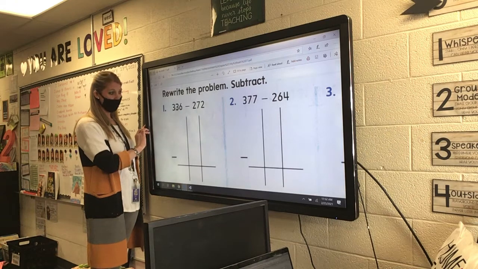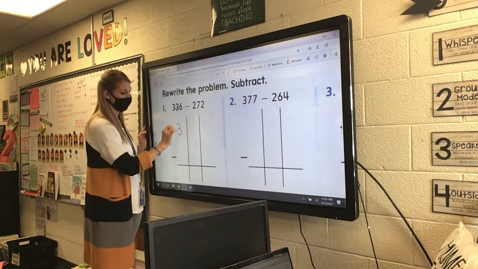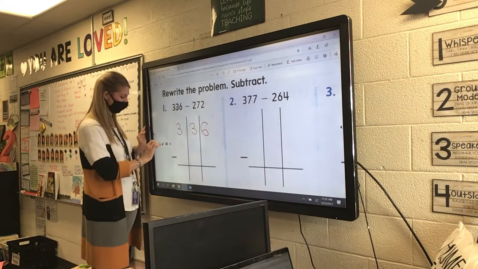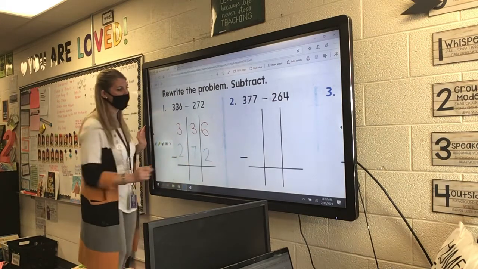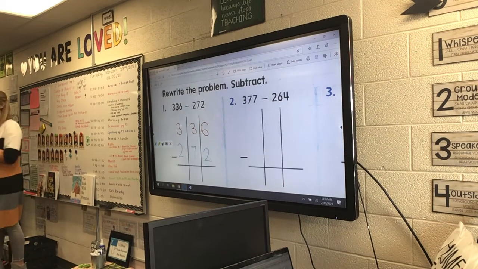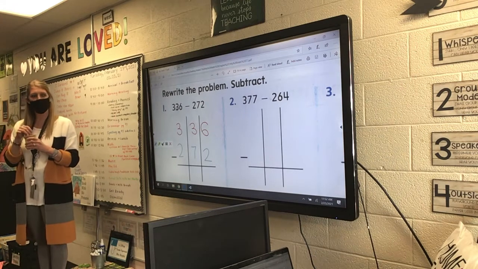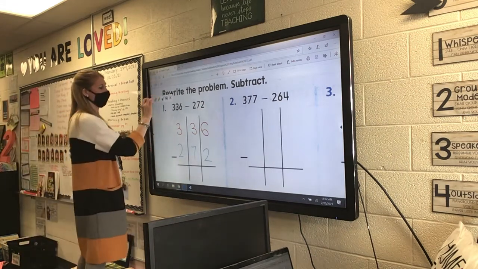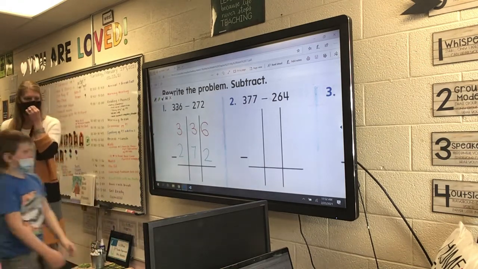Then underneath it, I'm going to take away 272. All right. I'm going to draw some sticks to make it fair. All right. So I want to see this person come up and help us subtract this problem first. Rain. All right, Rain. Your bucket.